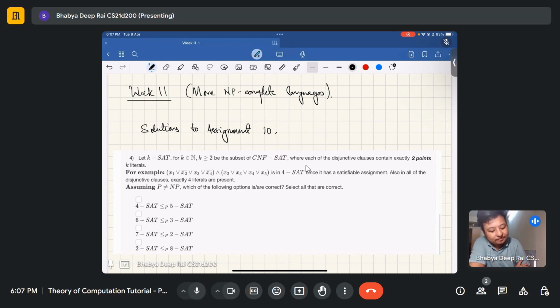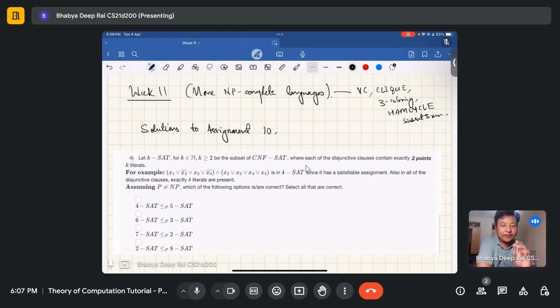Some of them are vertex cover and clique problem, then we have graph coloring, Hamiltonian cycle, subset sum. All these problems are NP complete. And how did we do it? We did it via reductions, right? Transforming one problem to another.